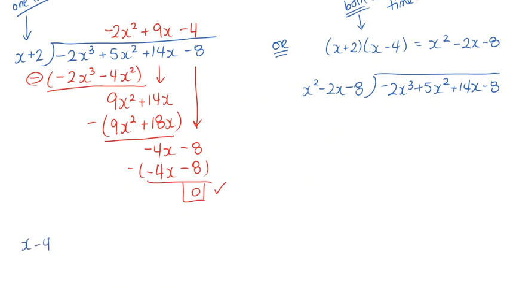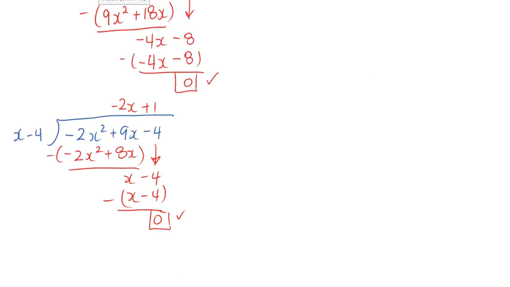So moving on, because that's only one of the factors, we now have to divide this remaining polynomial by x minus 4. And we're going to divide that into negative 2x squared plus 9x minus 4. So again, I'm just going to fast forward this here. I'll just let you watch. All right, so there I did the division. I got my 0. And as a result, I have a quotient up here.